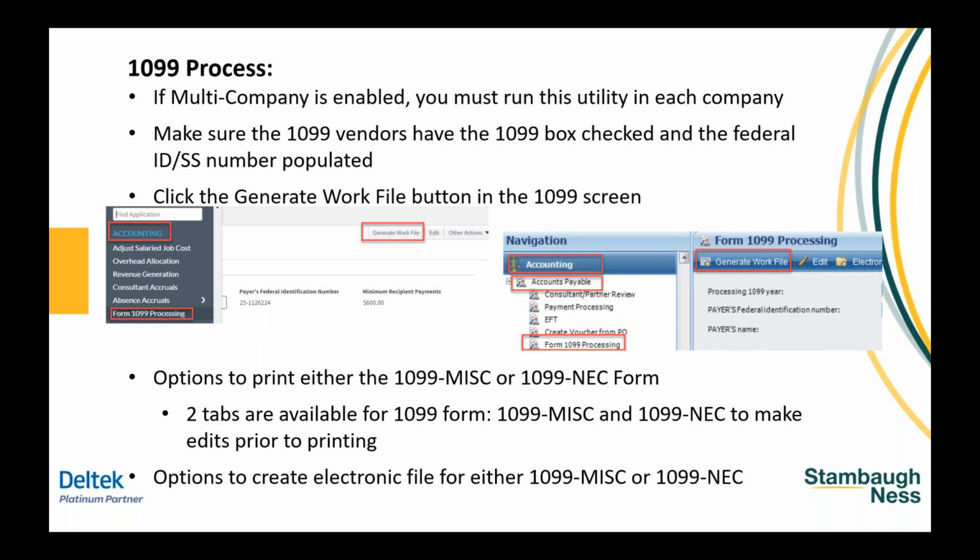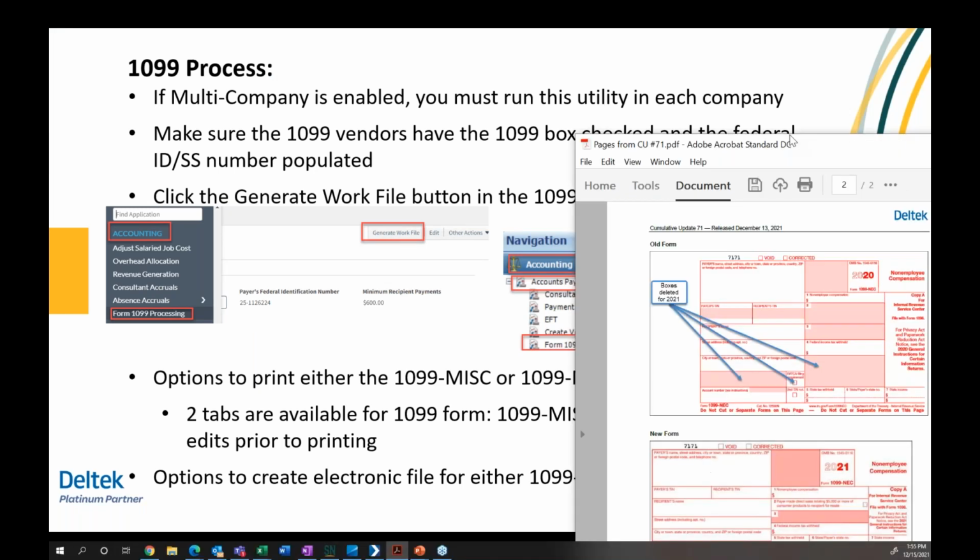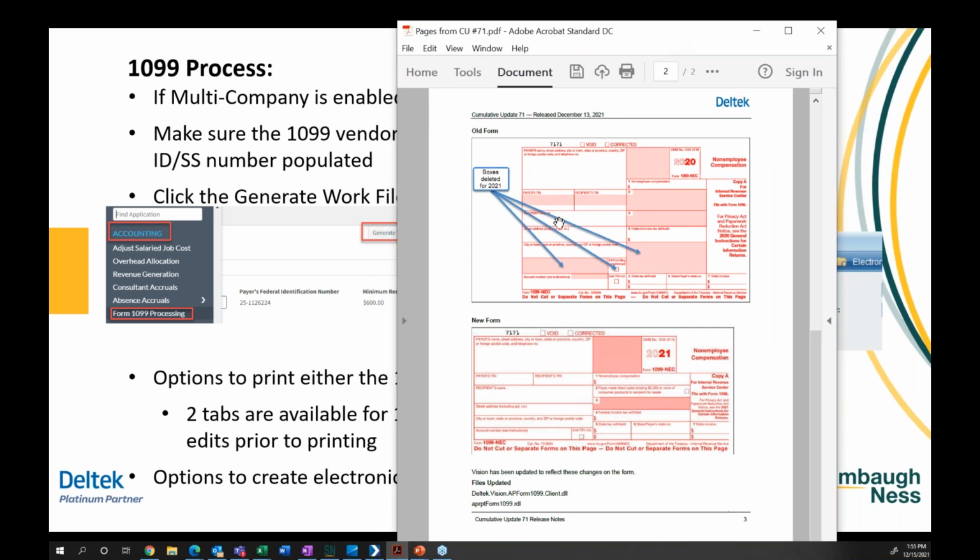And not only have I been living in two worlds, Deltek decided they're going to release their cumulative update this weekend. So I have not been able to test some of the changes. I know there are some changes related to 1099s with what they call NEC and MISC. And the only thing I was able to grab from the handouts I had from the CU updates from Deltek is I know the form is changing.